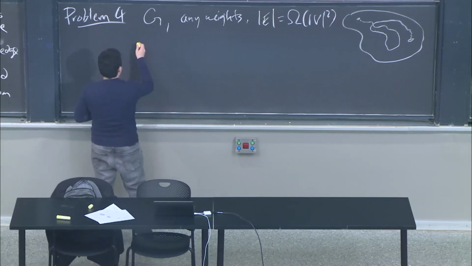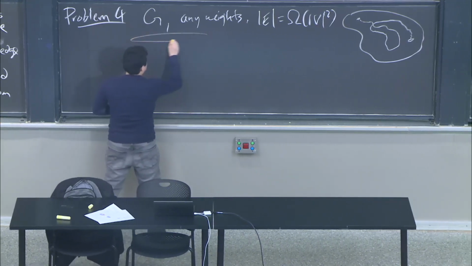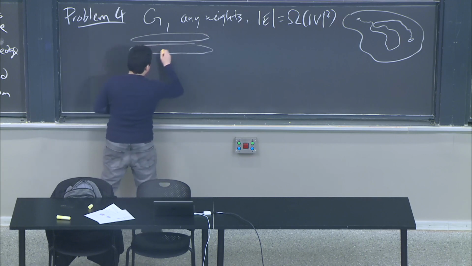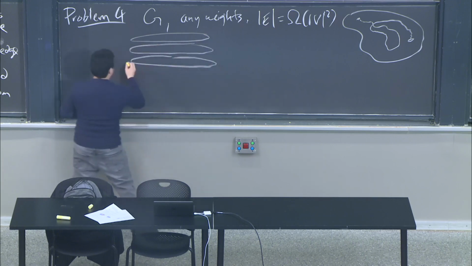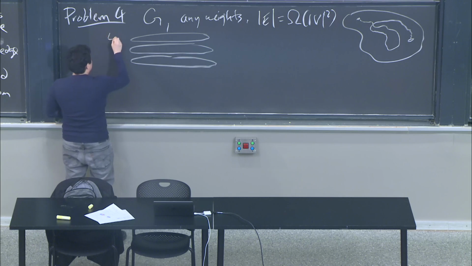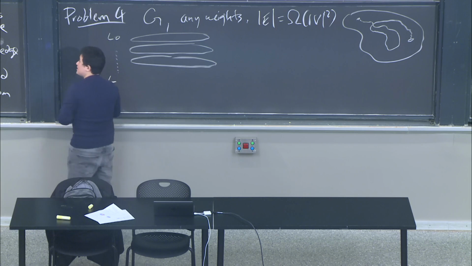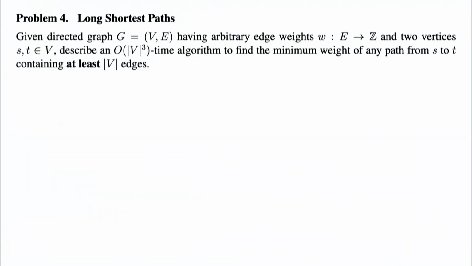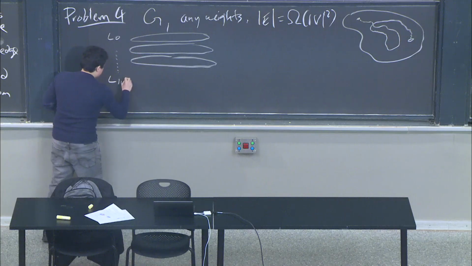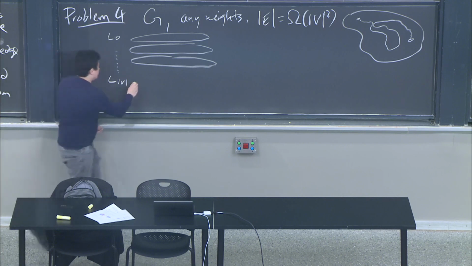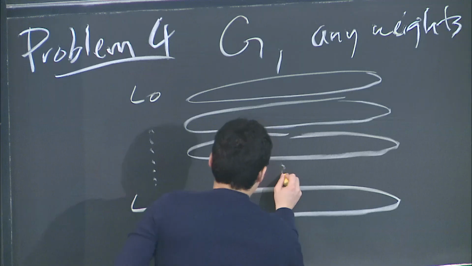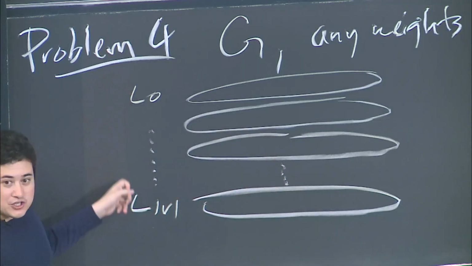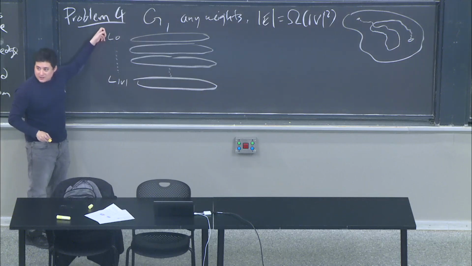So let's say I have multiple layers of the graph. This is the idea. Maybe we start at level 0, down here to level, how many edges do I want? I want v edges, so I'm going to have v plus 1 levels. V, how many levels are there? There's v plus the 0, yeah?